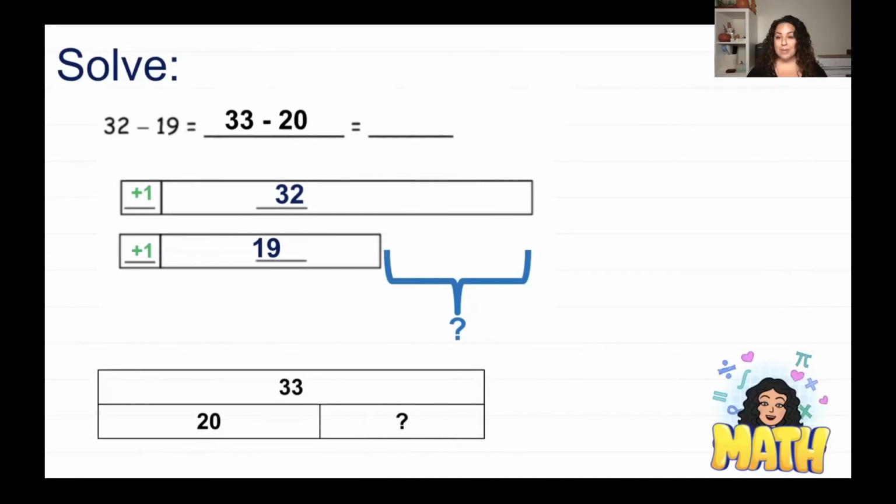So I'm going to put that right there because 32 take away 19 is the same as 33 take away 20. So what does that equal to? I can do that in my head. So 33 take away 2 tens, I have 23, and then I have 13. And that's how I get my answer.